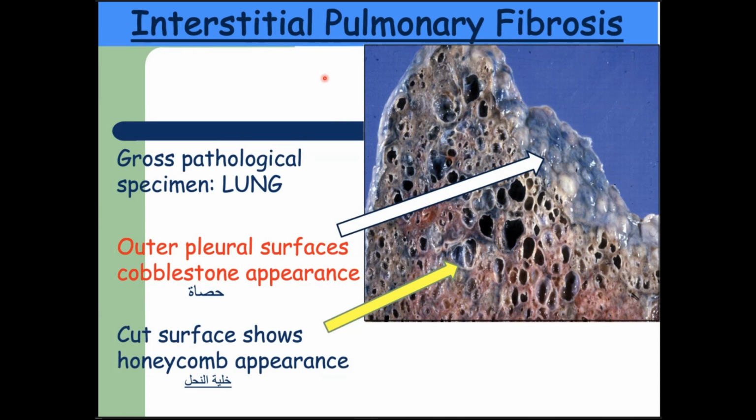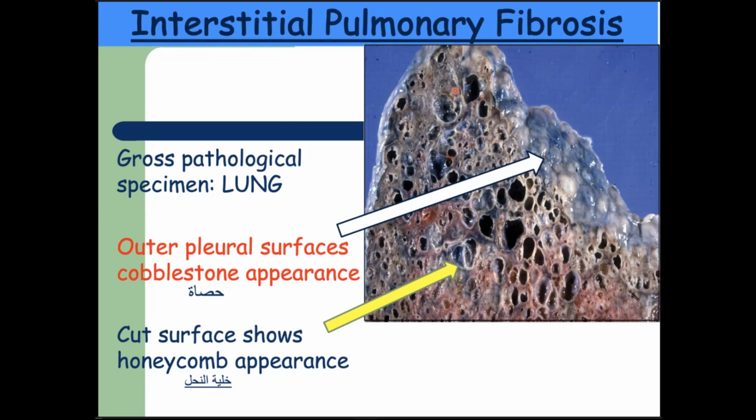Yes, so interstitial pulmonary fibrosis means the fibrosis is in the interstitium, between the alveoli. Because of that fibrosis in the septa or the interstitium, there's a pulling effect, because fibrosis is like a contraction thing. Because of the pulling effect, they produce this cobblestone appearance on the surface. On the right side, this is the pleural surface. You can see there's cobblestone appearance. And when you cut the surface, you see the honeycomb appearance. So these are the two features of this interstitial fibrosis.